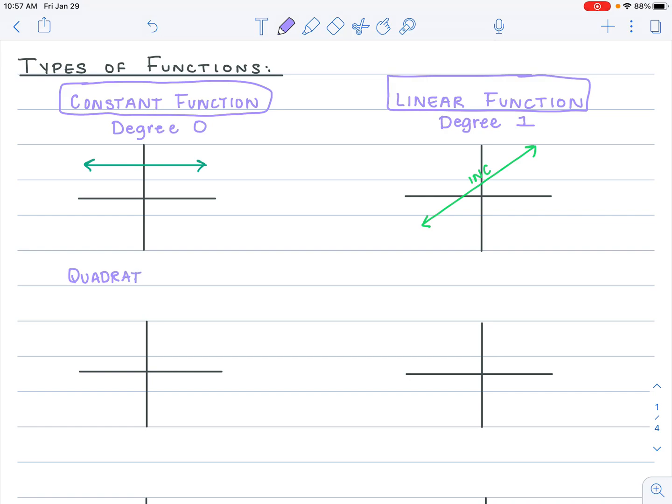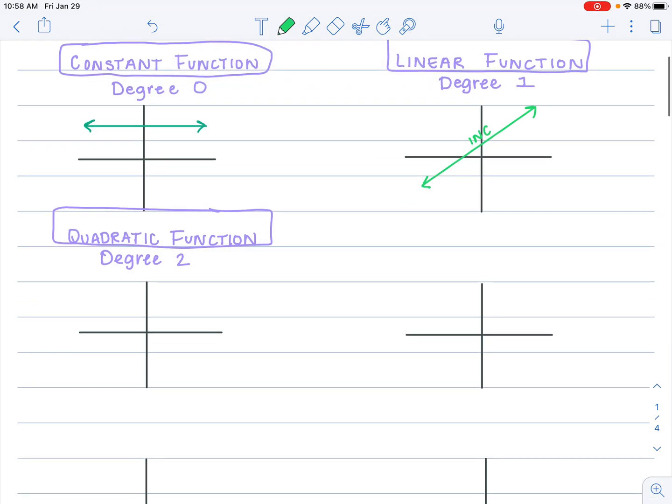All right. The next function we have is a quadratic. This is the one we just got done studying. This has a degree of 2 because the highest exponent is 2. An example of this could be, if you look here, we have 2 different intervals. Our first interval here is a decreasing interval right here. And then at this minimum point, it switches to an increasing interval.